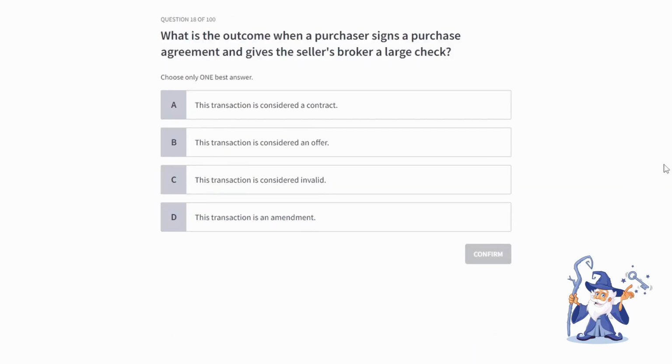Okay, 18. What is the outcome when a purchaser signs a purchase agreement and gives the seller's broker a large check? And it gives us 4 options. A, this transaction is considered a contract. B, this transaction is considered an offer. C, this transaction is considered invalid. Or D, this transaction is an amendment. So take some time to think about that one and come up with your answer.